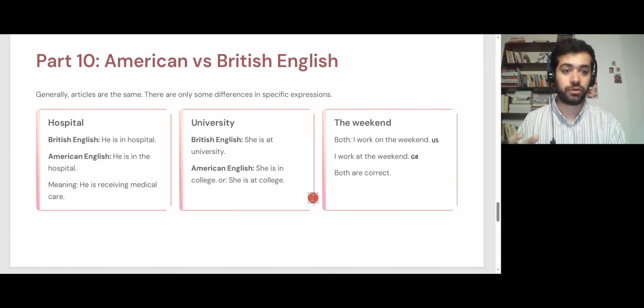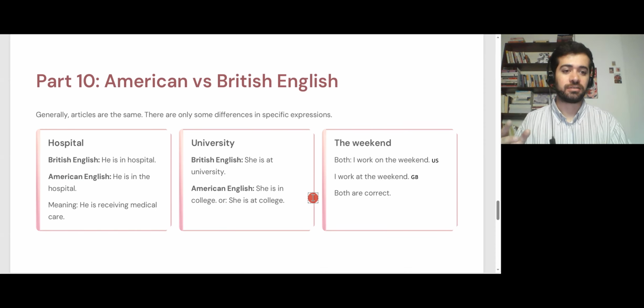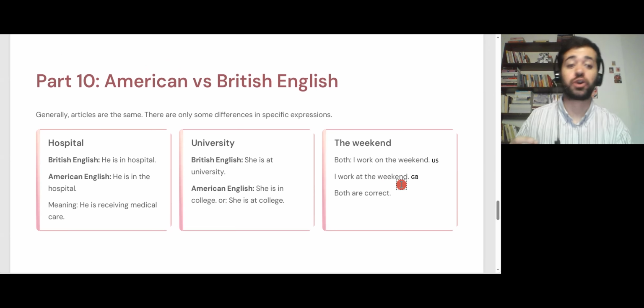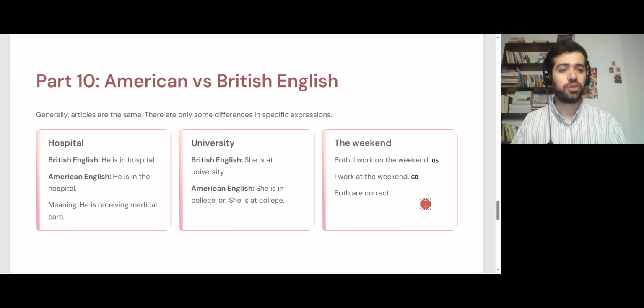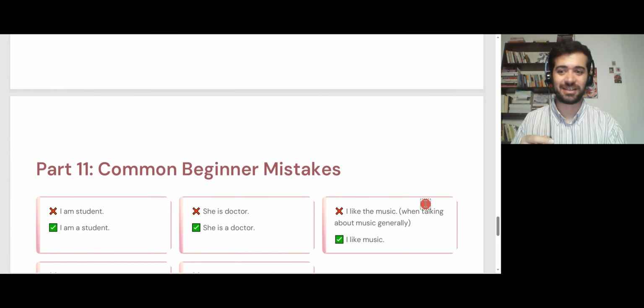That's a different noun. The weekend, again in preposition, I work on the weekend. That's American English. I work at the weekend. Okay, both are correct, but in British English, we say I work at the weekend. But in American English, on the weekend. What do you do normally on the weekend? Okay, write me in the comments.